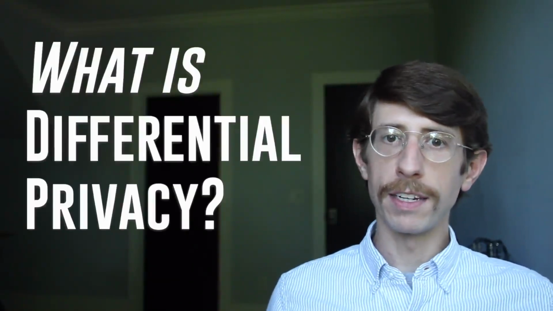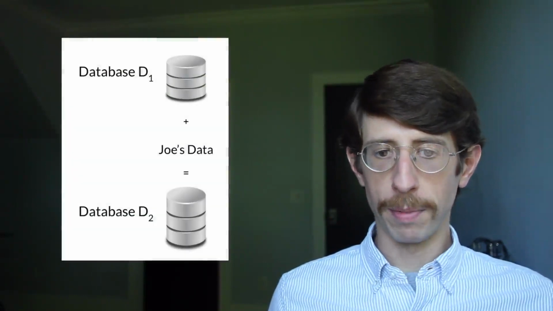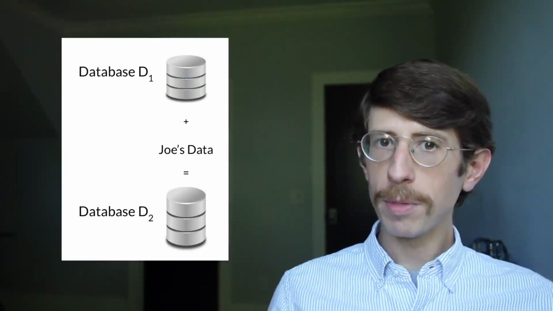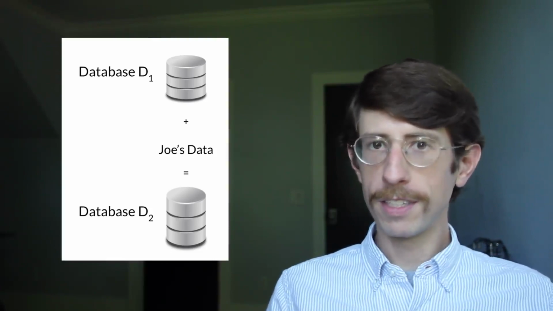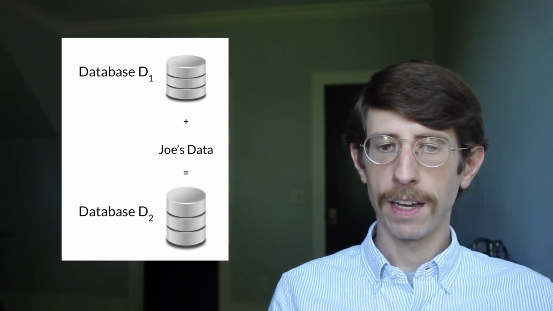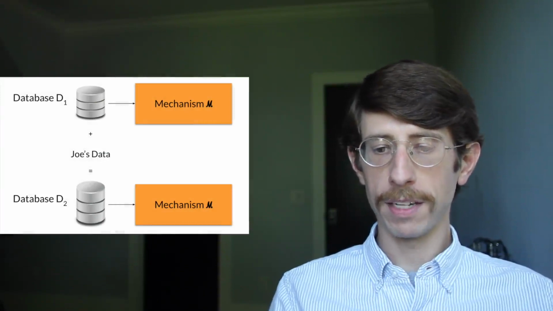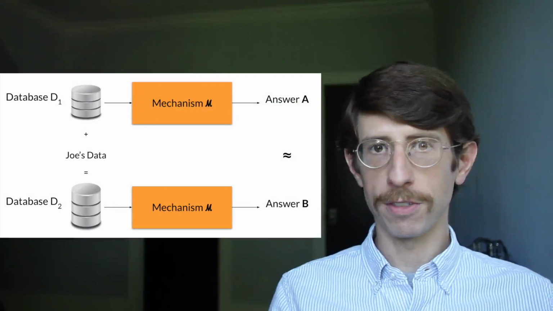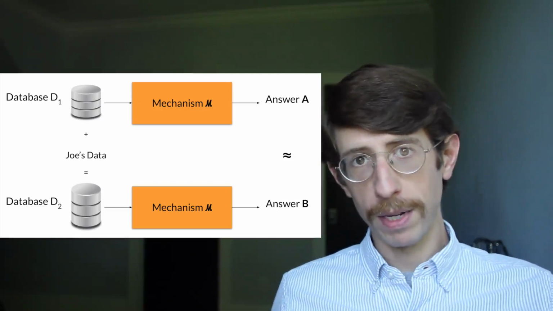So differential privacy is a formal definition, in math, of what it means to have privacy. The definition basically says, imagine you have two databases, and we'll call our first database D1. Now imagine that I take that database and I add my data to it to get a database D2. So databases D1 and D2 are exactly the same, except that D2 has my data, D1 doesn't. Now if I run the same mechanism on both databases, I'm going to get two answers, answer A and answer B. Answer A is calculated without my data, answer B is calculated with my data.